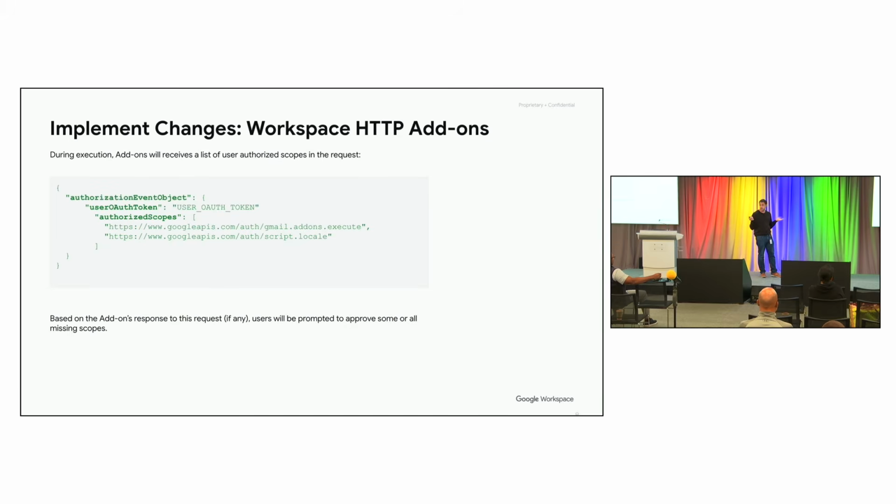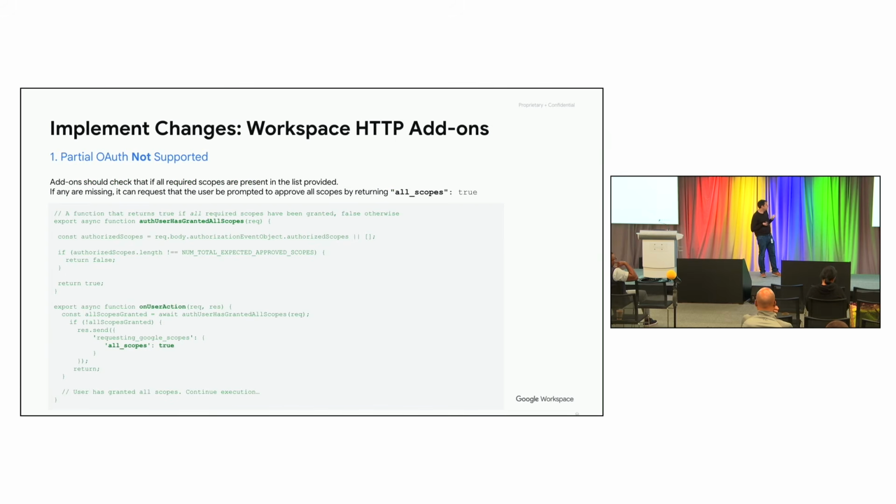Hey, that's editor add-ons. What about HTTP add-ons? This is simpler to demonstrate. It's more work for you, but not that much. In the actual request, as mentioned before, the user OAuth token object will contain an array or list of authorized scopes. These are the scopes the user has authorized. So you'll have to check those.